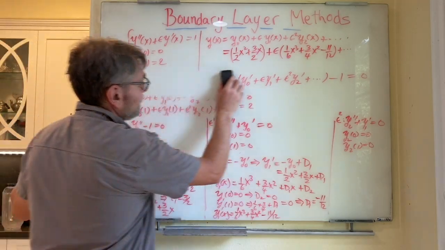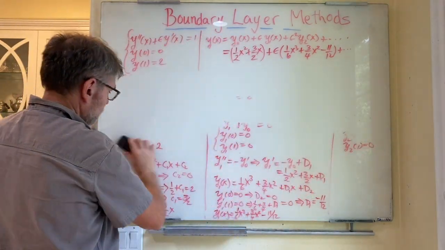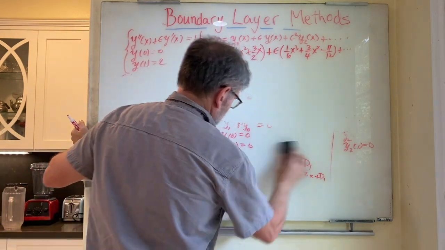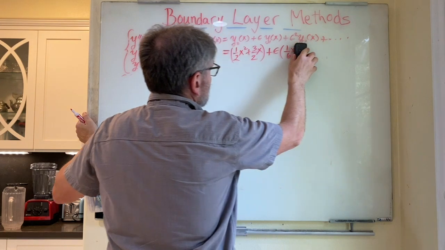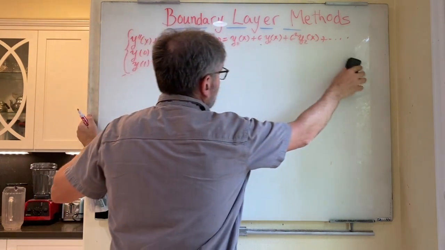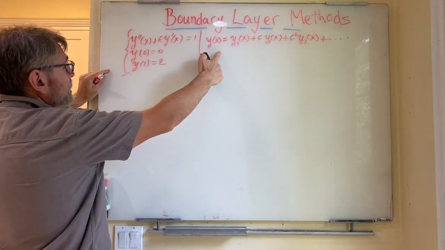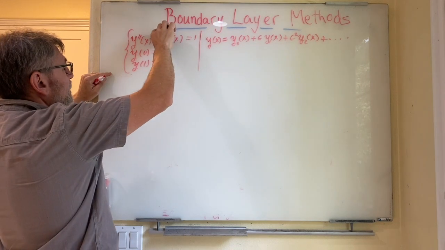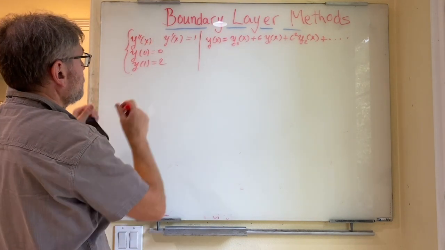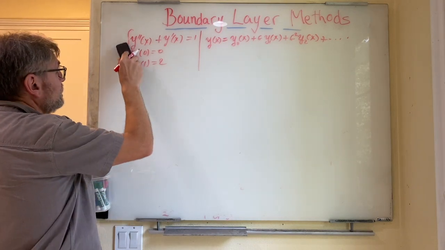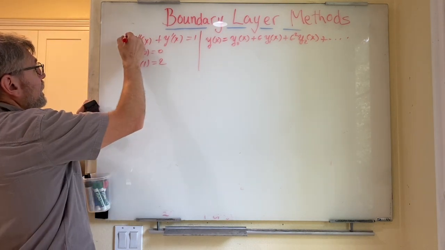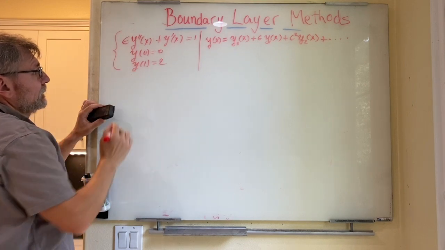So erase all this. And this, but we retain the form of the solution. We're going to look for a power series solution again, but this time, instead of having the epsilon, the small parameter, multiplying the first derivative, it's going to multiply the second derivative. Epsilon over here. All right.